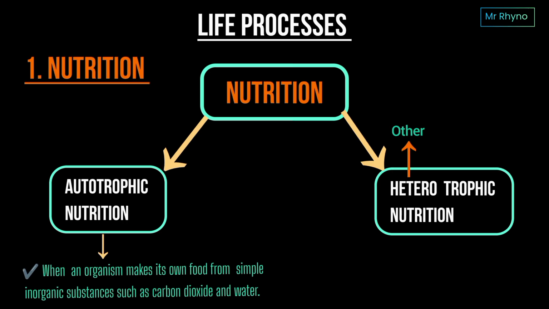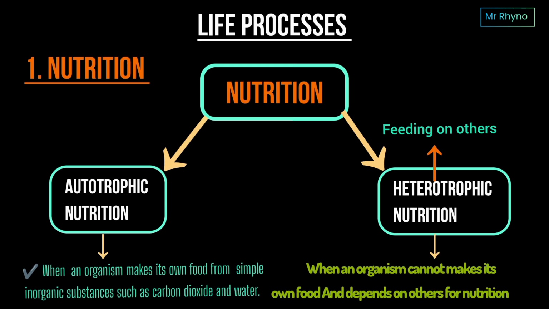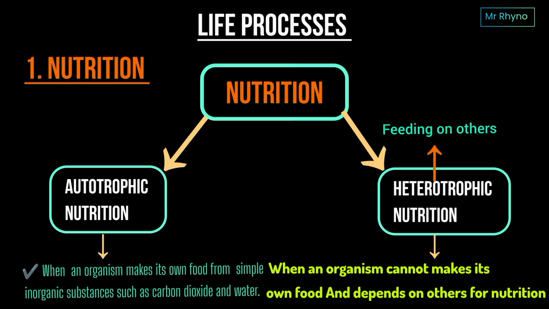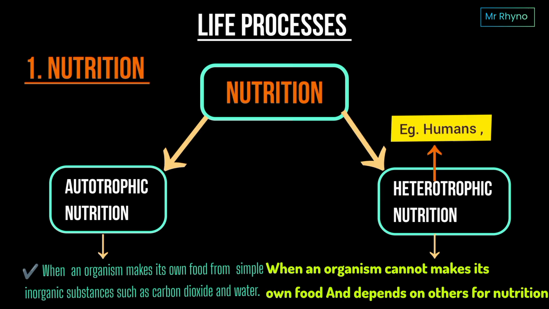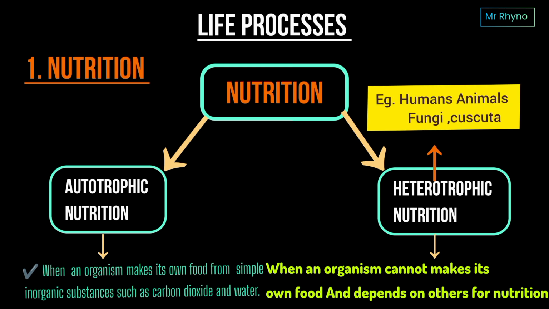Hetero means other, so heterotrophic means feeding on others. So we can define heterotrophic nutrition as when an organism cannot make its own food and depends on other organisms for nutrition, it is called heterotrophic nutrition. Examples, we have humans, animals, fungi, and cascata, and this is basically a parasitic plant.